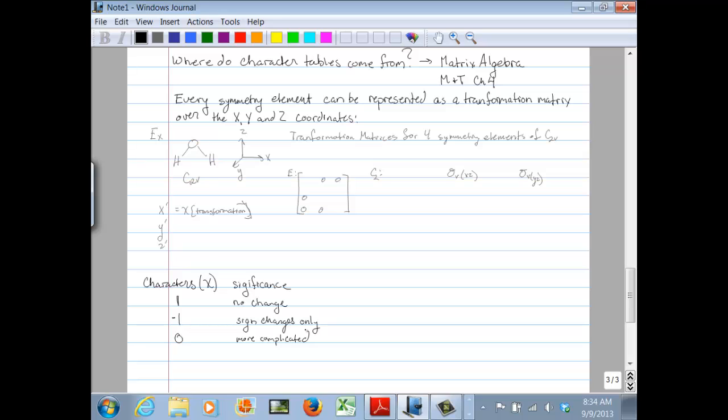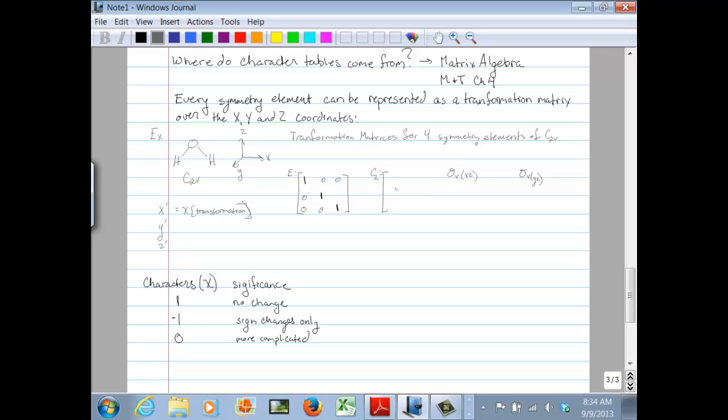During the E operation, which is doing nothing, what happens to the X? It doesn't move, right? So you assign it a 1. So that's going to be a 1 there. Y doesn't move, assign it a 1. And Z doesn't move, you assign it a 1. That's the transformation matrix of E.